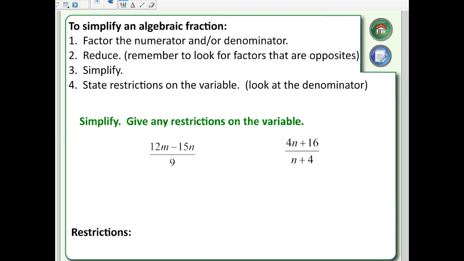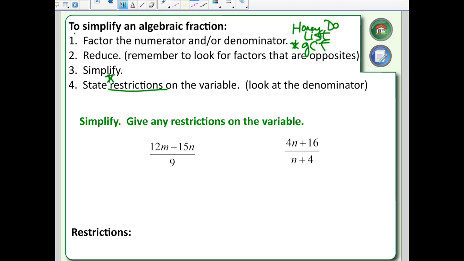Now let's see how that's going to work for us as we try to simplify algebraic fractions. If you look here on number 1, Mrs. Burton's got to have a little honey-do list. We're supposed to factor the numerator and denominator. That does mean that our honey-do list for factoring is still in play. Rule number 1, the GCF, is very important. We're going to see that a lot. Rule number 2 says reduce. Remember to look for factors that are opposite. We may have to use the -1 thing. We're going to simplify.